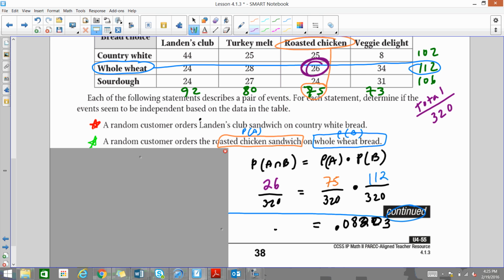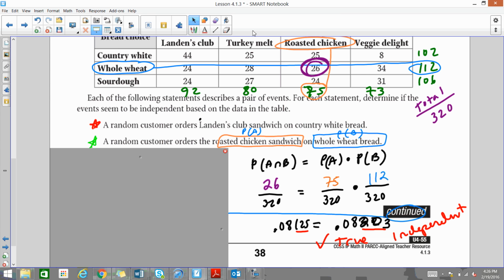And now on the other side, 26 out of 320, this is 0.08125. Now, if you look at this, these are not identical, but look, they're so close. These are like literally 1/1000th off. So we're going to say this is good. This is true. So these are independent. They're independent of each other.